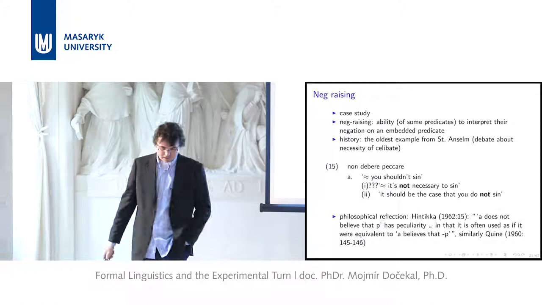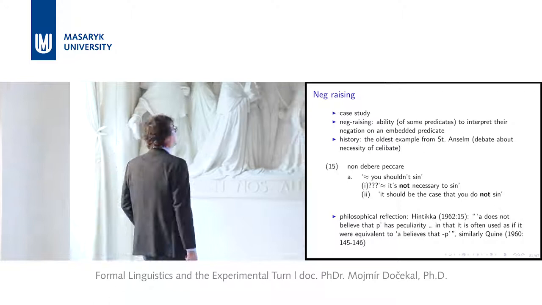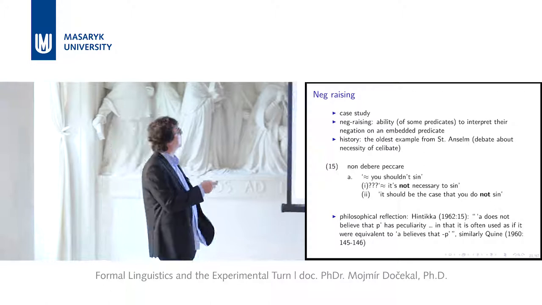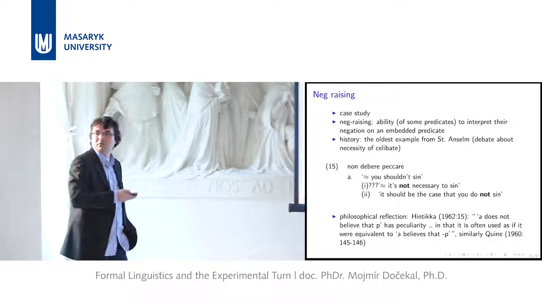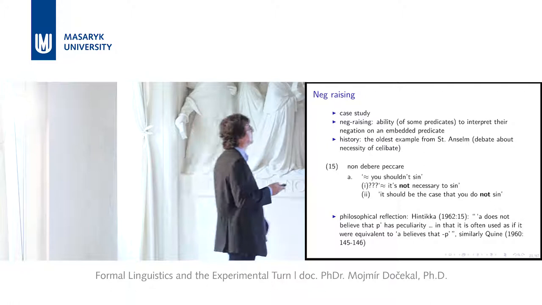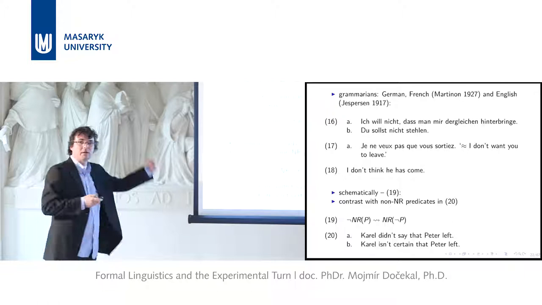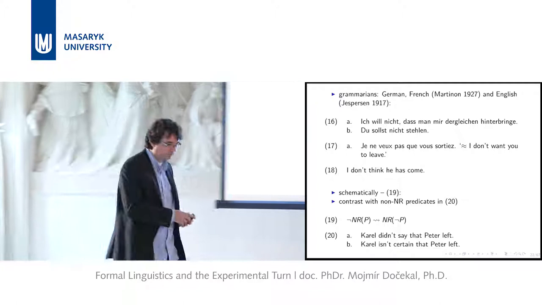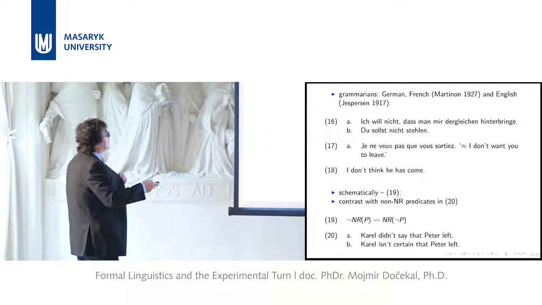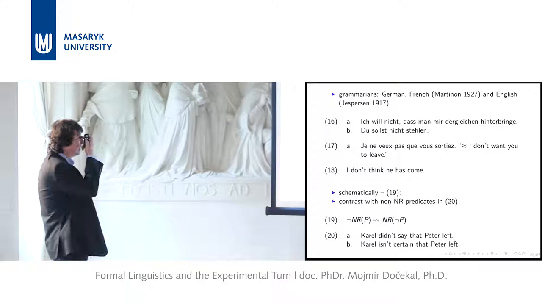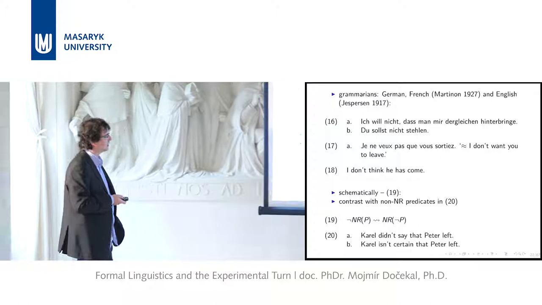And grammarians noted it before philosophers. Grammarians sometimes are faster than philosophers. So here are some examples from Jespersen and Martinon. I don't know about your native languages. Maybe you recognize some of them. So for instance, here in German, you find negation in what we linguists call the root sentence, so the embedding sentence, and the meaning is that the nicht is interpreted on this embedded verb. The same for French here, and again some English example.